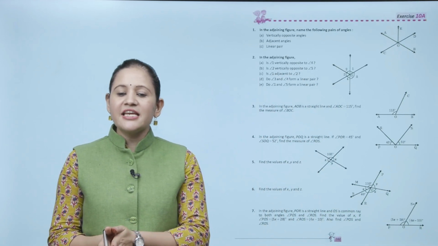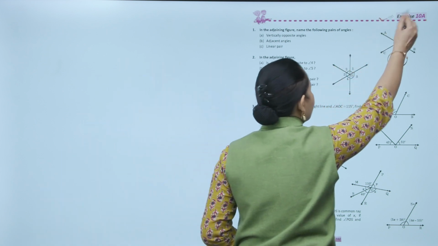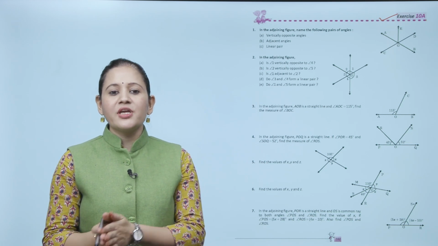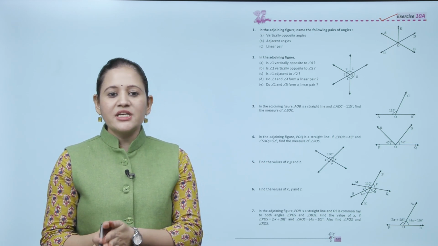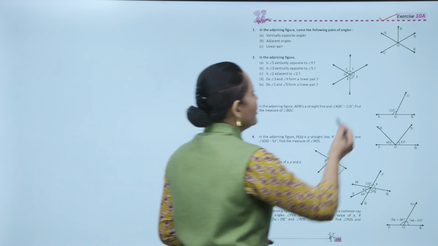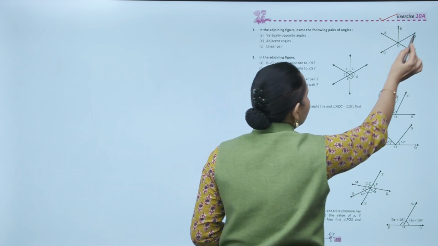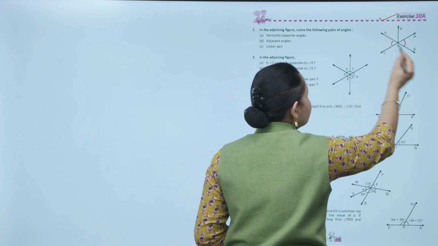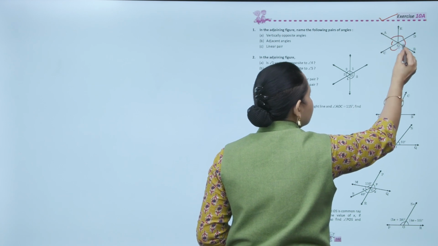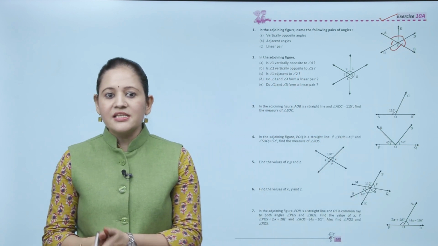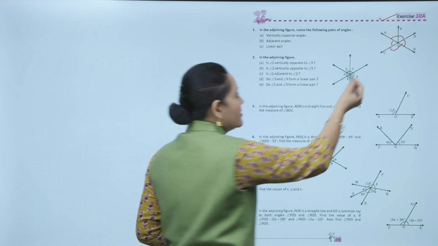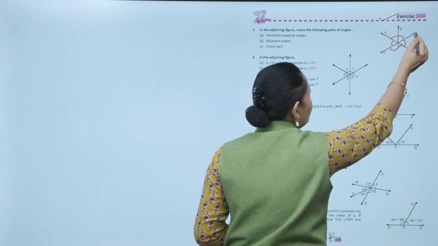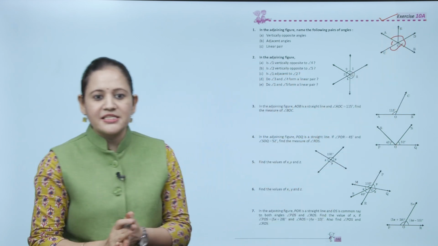Next is exercise 10A. Question 1. In the adjoining figure, name the following pairs of angles. First is vertically opposite angles. So the vertically opposite angles will be COA and DOB, and AOD and COB. So they are vertically opposite angles. Adjacent angles: COA and AOE, and the adjacent of AOE will be EOD. Like this you can write many adjacent angles.